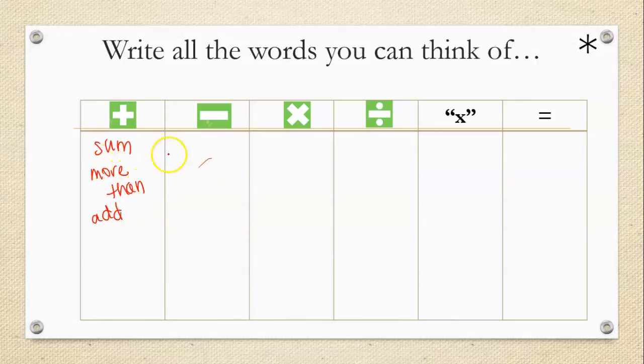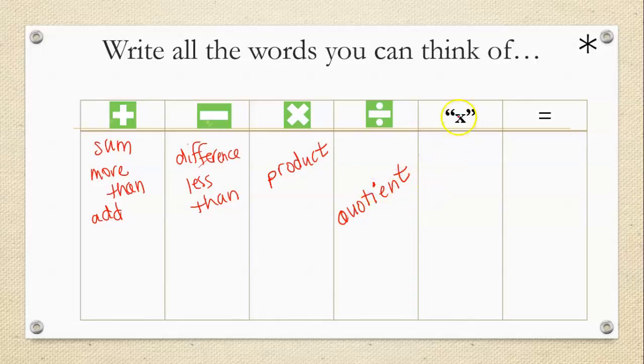What about subtraction? Ooh, the difference of, less than. Multiplication, we think of mostly the word product. Division, you mostly think of quotient. There are other words, and we'll see that in a minute.